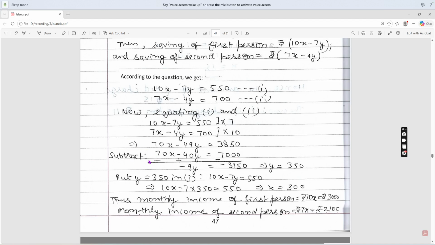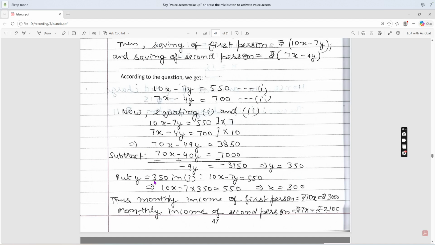Now we have to put the sign of subtract here. Plus becomes minus, minus becomes plus, plus becomes minus. So 70x minus 70x is 0, minus becomes plus. So here it is minus 9y, and here plus becomes minus. So 3850 minus 7000 is equal to minus 3150. So y is equal to minus 3150 upon minus 9, that is equal to 350.